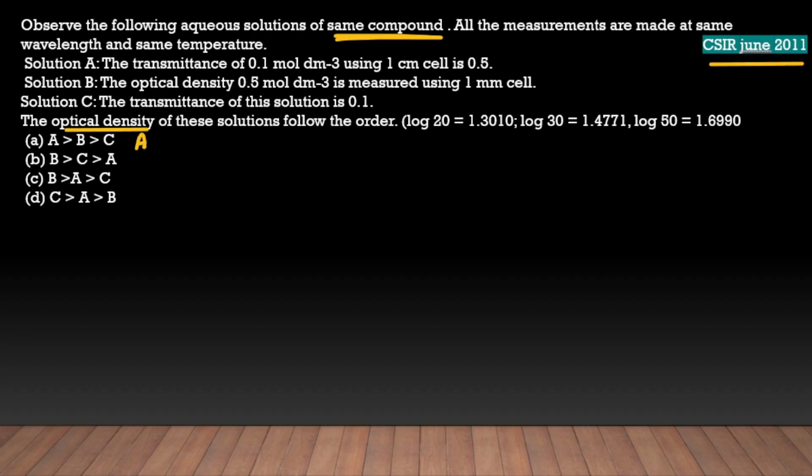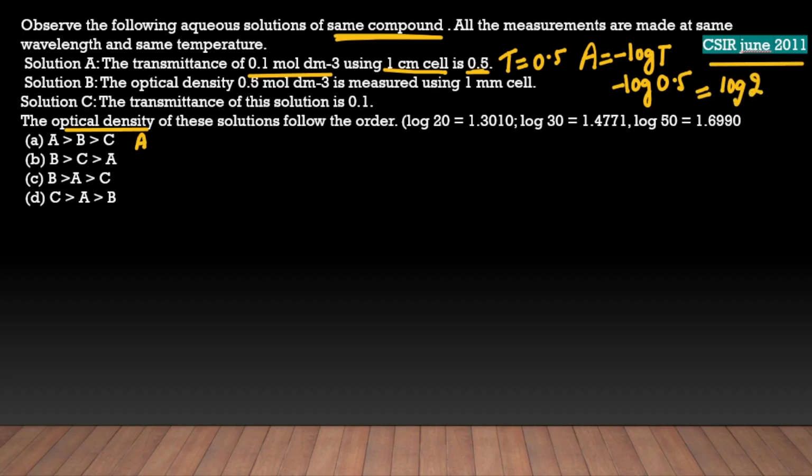The first solution has a transmittance, for this concentration using a 1 centimeter length, of 0.5. We know that absorbance is equal to the negative log of T, right? So this will become negative log of 0.5, which will be equal to log of 2. The value of the absorbance we will get is 0.3010.